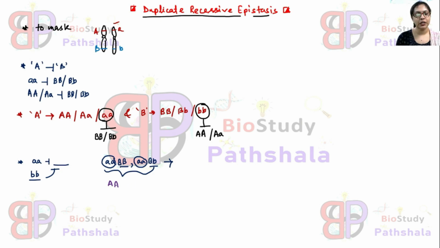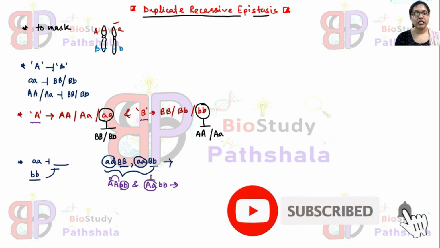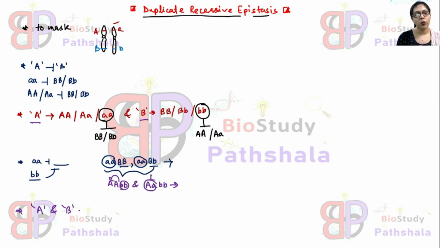Again capital A, small b small b and capital A small a, small b small b will show same type of phenotype, and here small b will mask the effect of these two genotypes, and it is duplicate epistasis. So here two genes, these are A and B gene, interact with each other, and the phenotype of A and B gene will be same phenotype. That means the A and B gene code for same characteristics or same result.